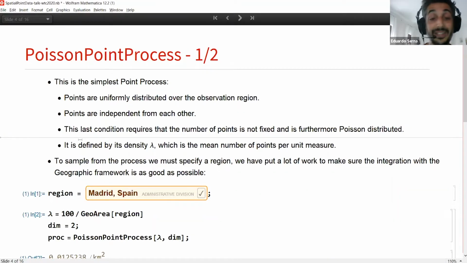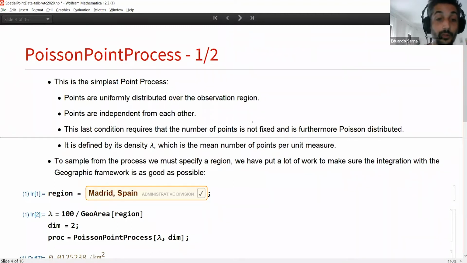So the Poisson point process is the simplest process. Points are uniformly distributed over the observation region. They're independent from each other. This last condition requires that the number of points, in fact, is not fixed, and furthermore, Poisson distributed. It is defined by its density lambda, which is the mean number of points per unit measure.